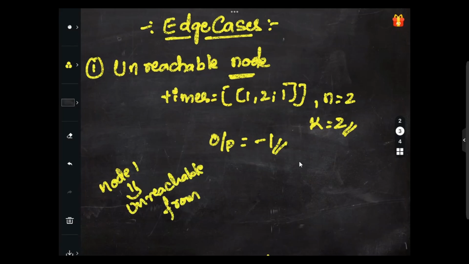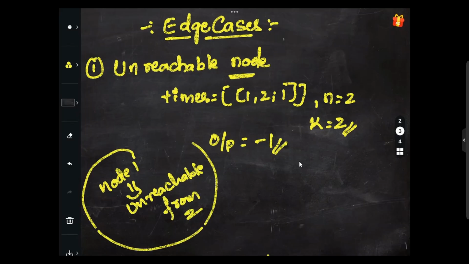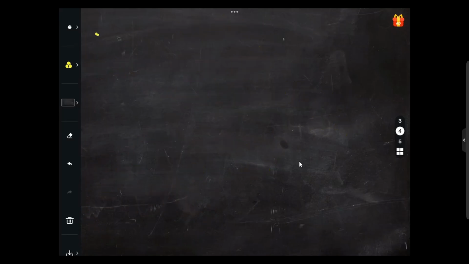You can visualize this in the same way that I had shown for example 1 previously in the approach. The output will be -1 because node 1 is unreachable from 2, right? So this is for the condition unreachable node. Let's move on to the next edge case.